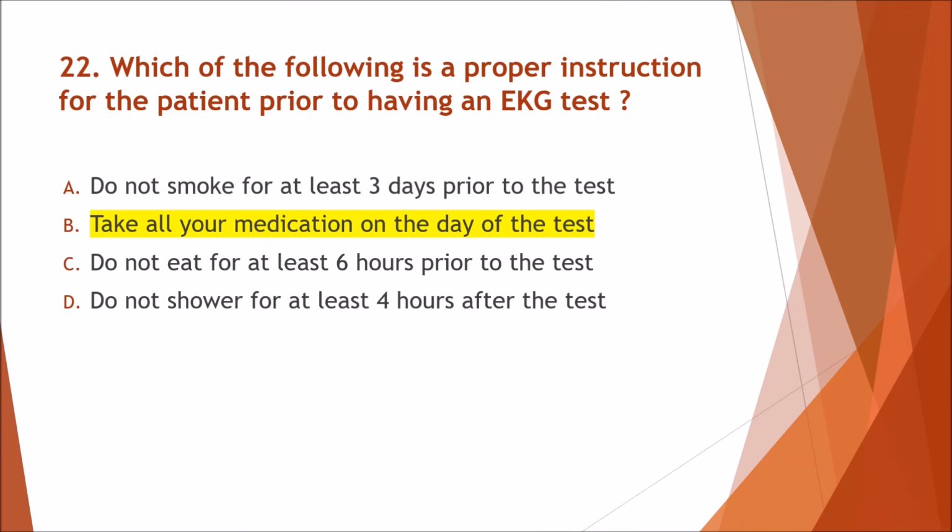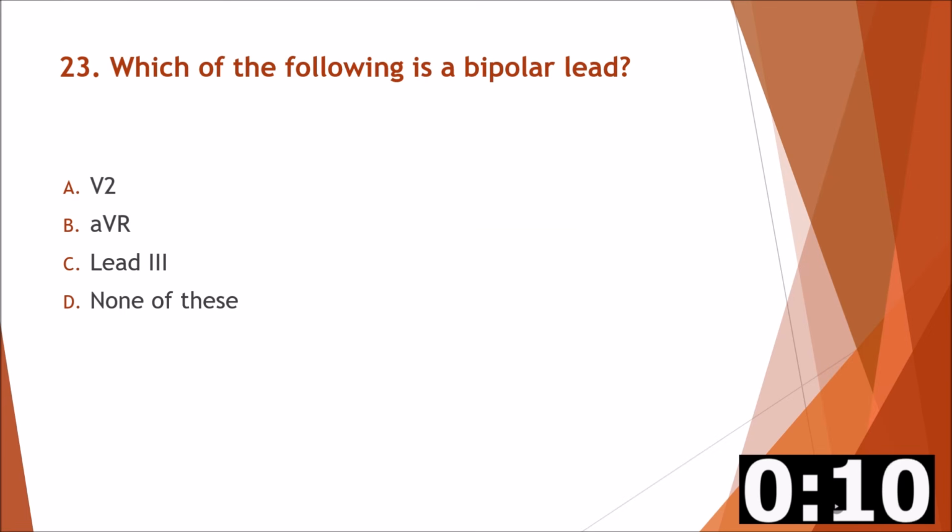And the answer here is take all your medications on the day of the test. The patient can smoke, the patient can eat, and obviously they're going to shower. So here really the only one that makes sense is B. Number 23, which of the following is a bipolar lead? A, V2, B, AVR, C, lead 3, D, none of these. 10 seconds.